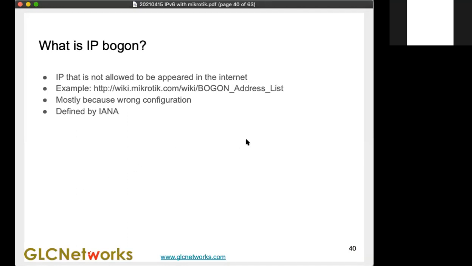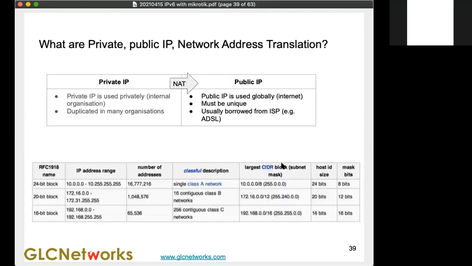Next is Bogon. Bogon is an IP address that is not allowed to appear on the internet. Those prefixes that are not allowed on the internet are called Bogon. An example is the prefix for private IP. Another is the prefix for non-allocated IP addresses, which can be classified as Bogon as well.